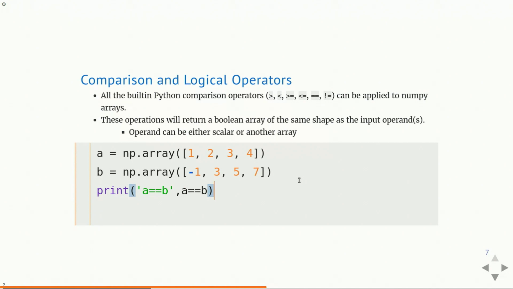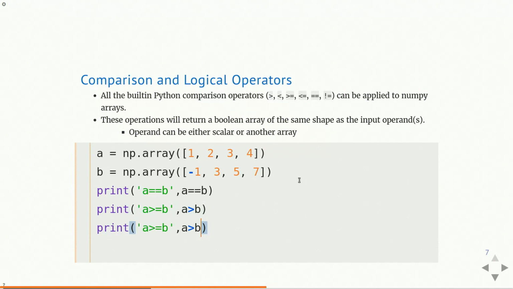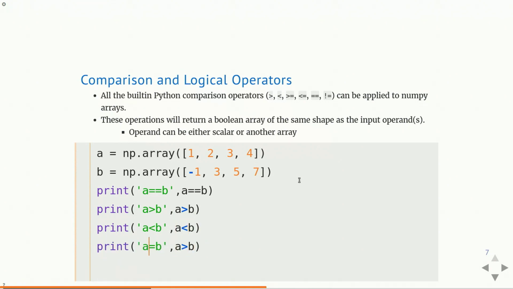If the elements of arrays a and b have the same values, we will get true, and if the corresponding elements of a and b are not equal, we will get false. So print a greater than or equal to b, a greater than b, a less than b, a not equal to b.